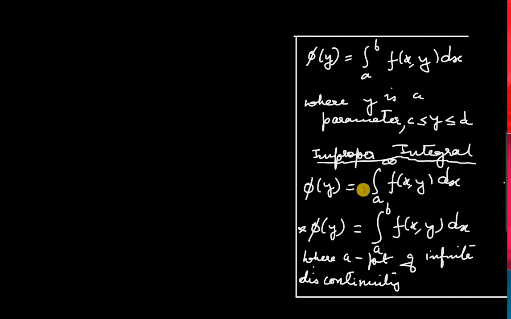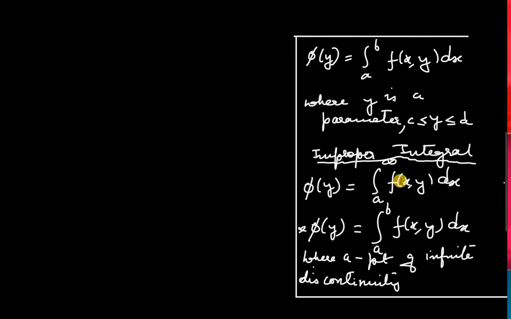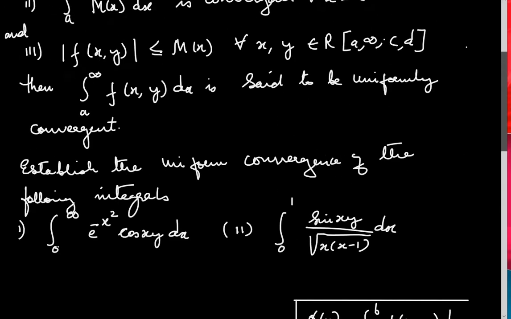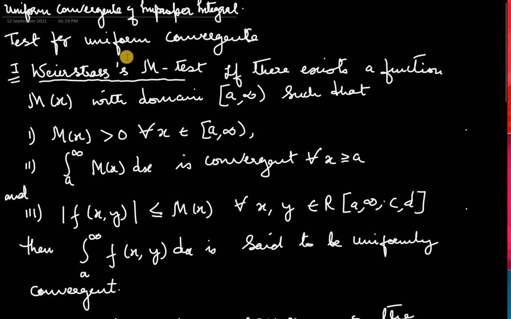Now here we have to find the sufficient condition under which differentiation and integration under the integral sign will be valid for the case of improper integral. And that condition is the condition of uniform convergence of the improper integral a to infinity or a to b f(x,y) dx. So now let us discuss the test for uniform convergence of the improper integral a to infinity, or a to b where a is a point of infinite discontinuity of f(x,y) dx.